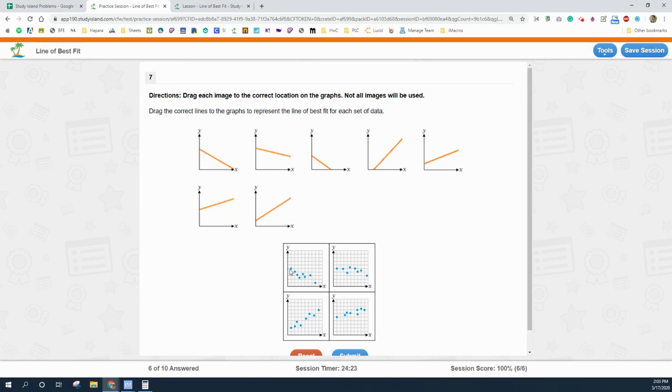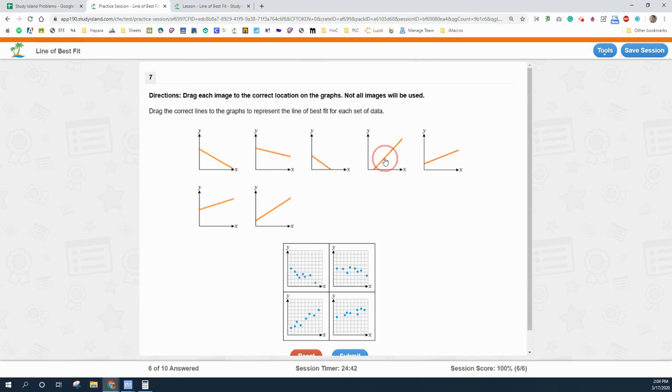If we start with this, we can see the points are going down as we go left to right. So we want a downward sloping line. Find the downward sloping line and you can try them out. That one's not bad, but maybe we can find a better one. That one doesn't work at all.